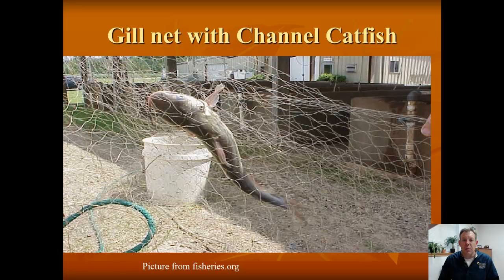And here's an example of a channel catfish that gets wrapped up in a net. Now these nets can be pretty tough on fish if they're in there a long time. It's tough on their gills, and it's very stressful, and so in warmer water we tend to not fish them very long, and things like that.